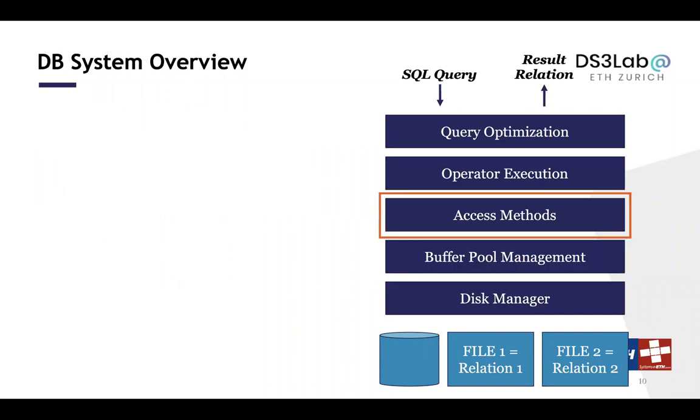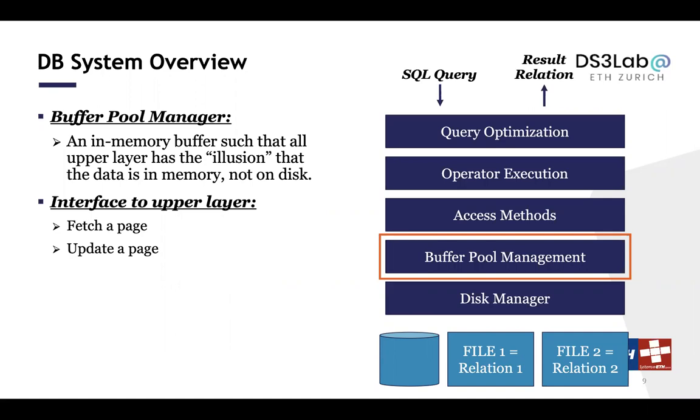You can also update a page. Whenever you apply an update, the buffer pool manager is going to push that page to the hard drive to really reflect my updates. I just ask the buffer pool manager to update the page. I'm not the one to do the real update on the hard drive. So that's the interface that the buffer pool manager provides to all the upper layers. And to implement each of these, the buffer pool manager is going to talk to the disk manager to fetch a real page from the hard drive.